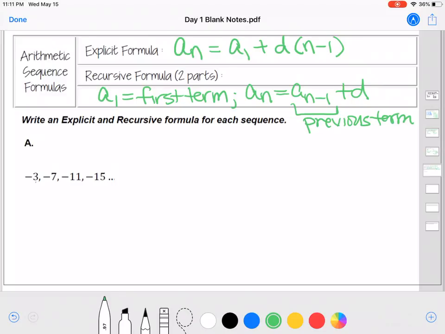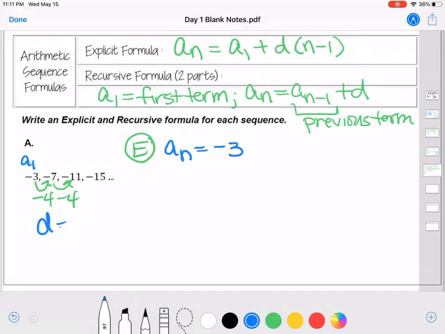Let's take a look at the sequence. So the pattern is that we are subtracting 4. So if I wanted my explicit formula, I would say a sub n equals a sub 1. So my a sub 1 is -3. And I'm adding d, the difference. My difference here is -4. So basically I'm subtracting 4 how many times? N minus 1 times. So whatever term I want, I'm going to subtract 4 one less time.